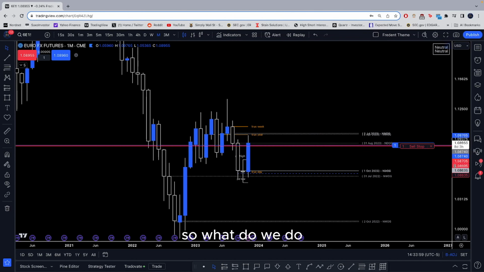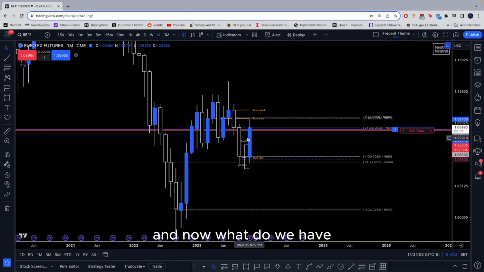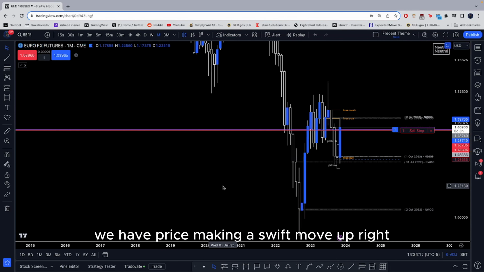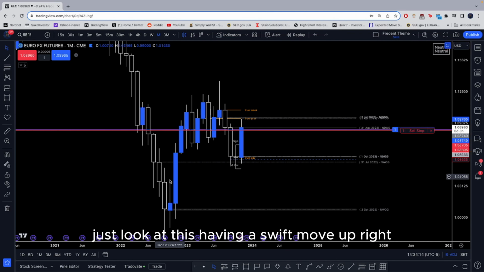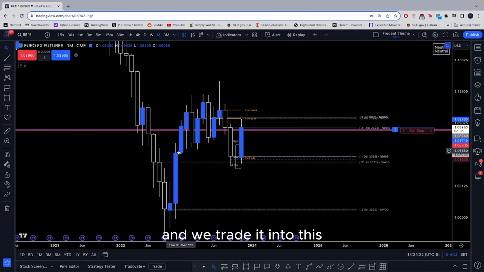We need to assess the current order flow. So we need to assess the current leg we're in. And now what do we have? We have price making a swift move up, right? Just look at this, a swift move up, and we are creating low resistance. So we took out the low resistance and we traded into this bullish monthly fair value gap, right?